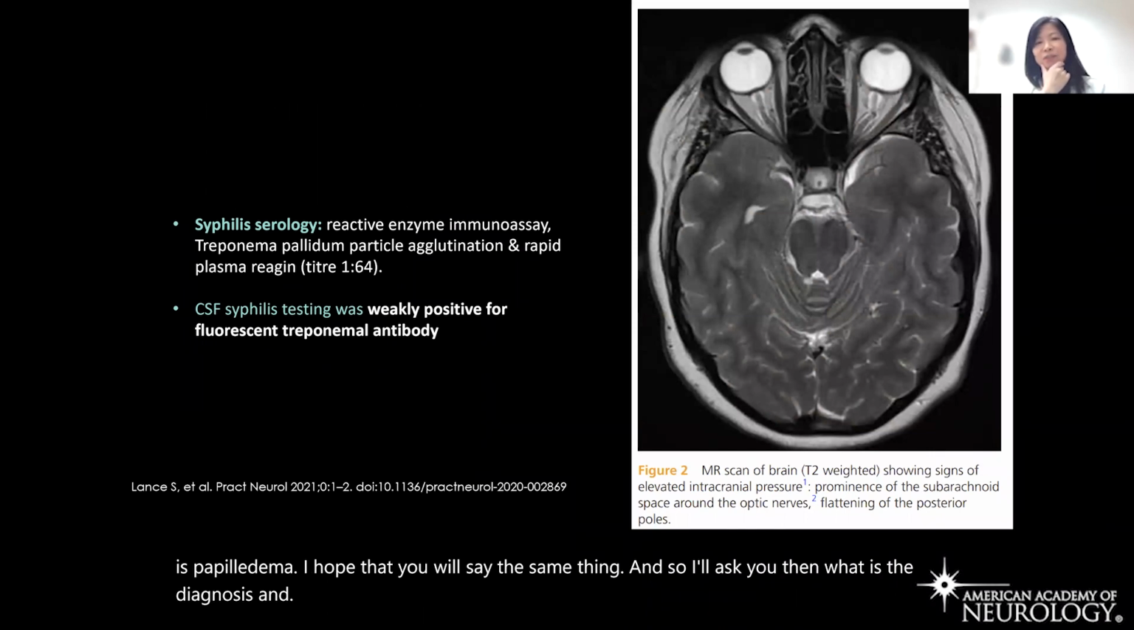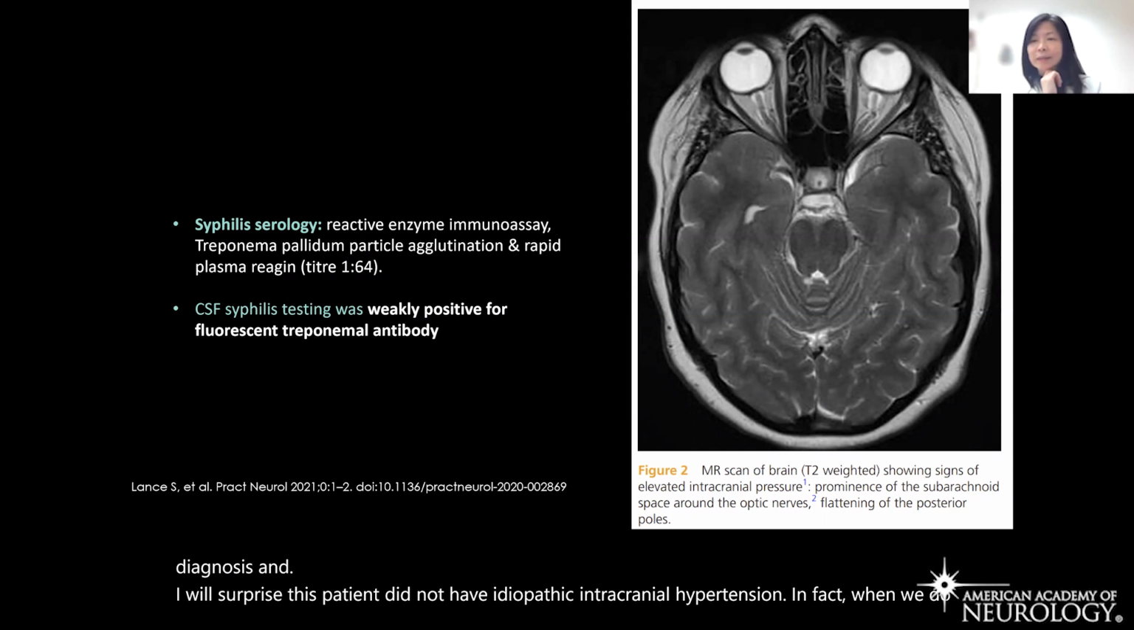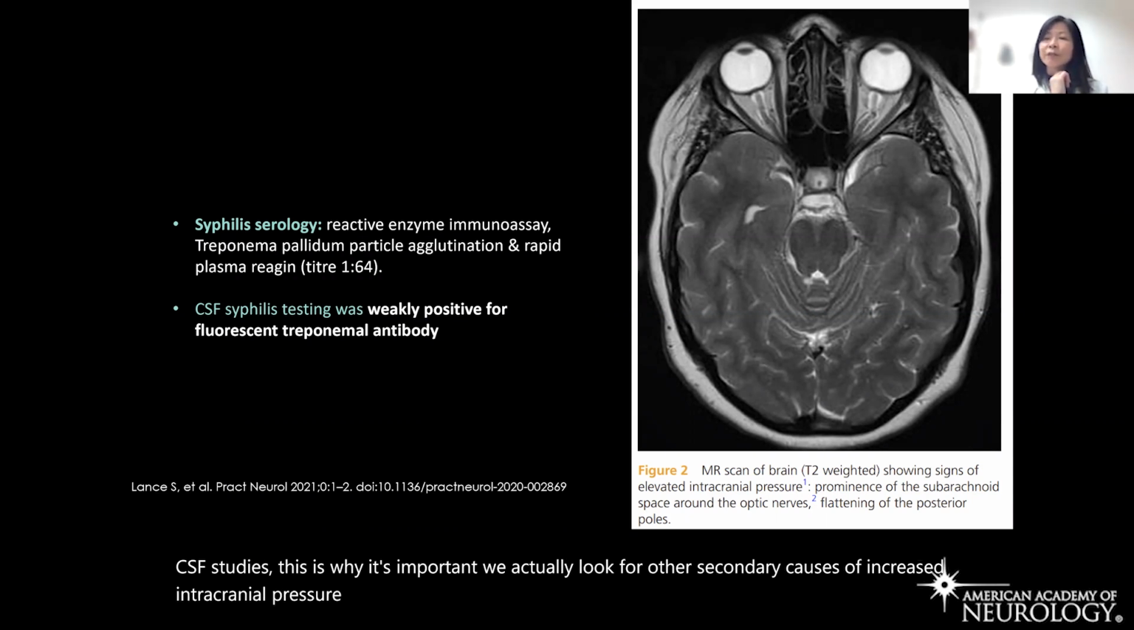I will surprise you that this patient did not have idiopathic intracranial hypertension. In fact, when we do CSF studies, this is why it's important. We actually look for other secondary causes of increased intracranial pressure. That includes infection, inflammation. So we check for proteins and we check for infections as well.